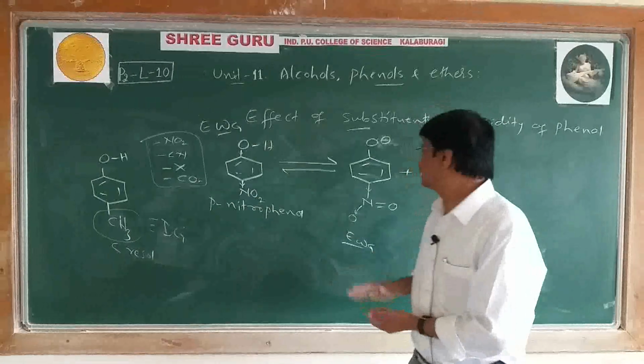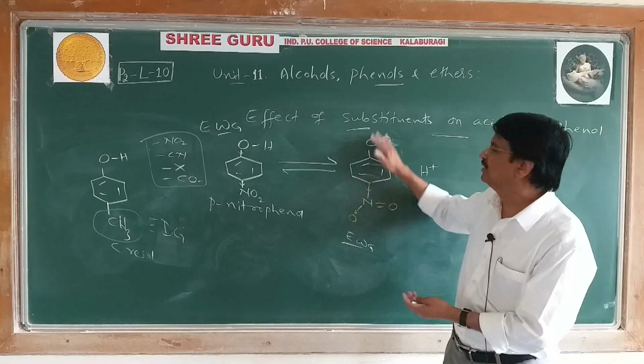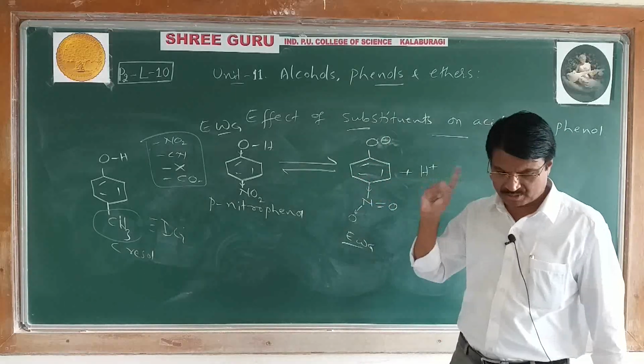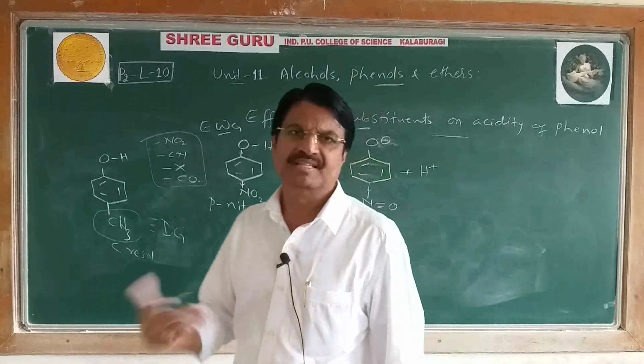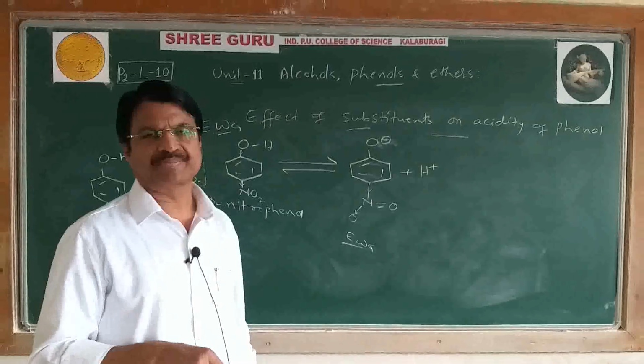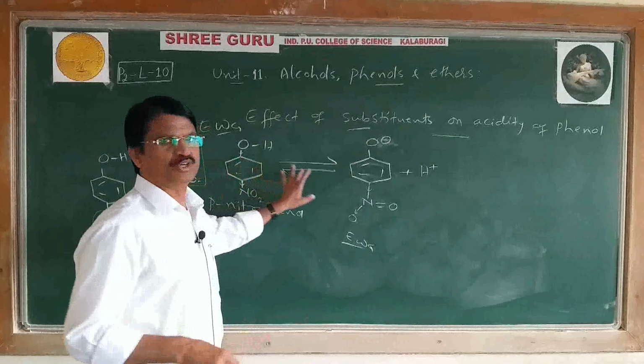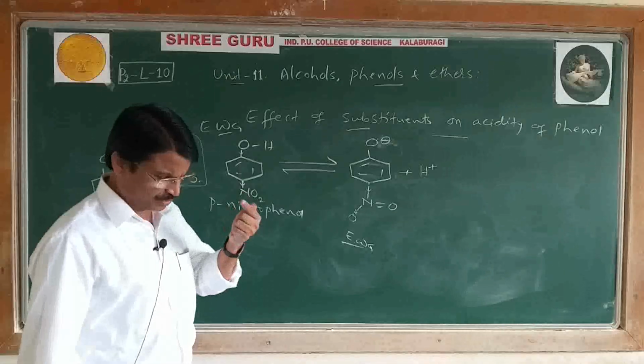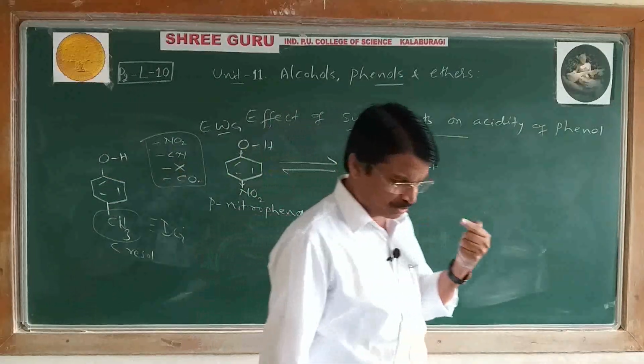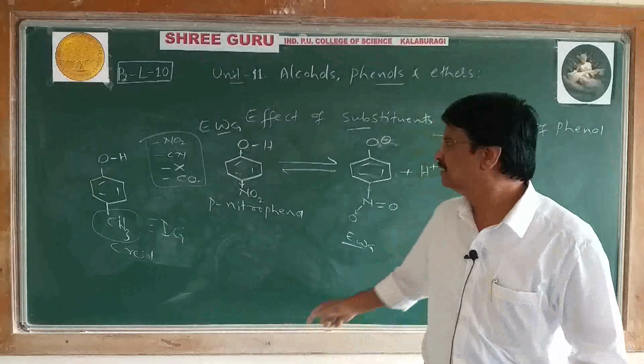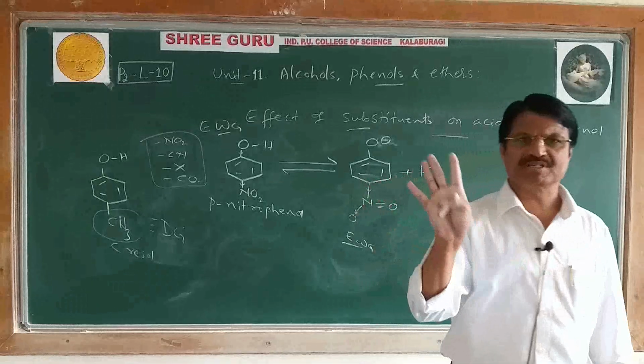More resonance stabilized than phenoxide ion. When you compare, nitrophenoxide ion is more stabilized than what? Phenoxide ion. Therefore, nitrophenols are said to be more acidic. But how to write it in one line? Why is it called more acidic? So very simple. First you have to say nitrophenols are more acidic.